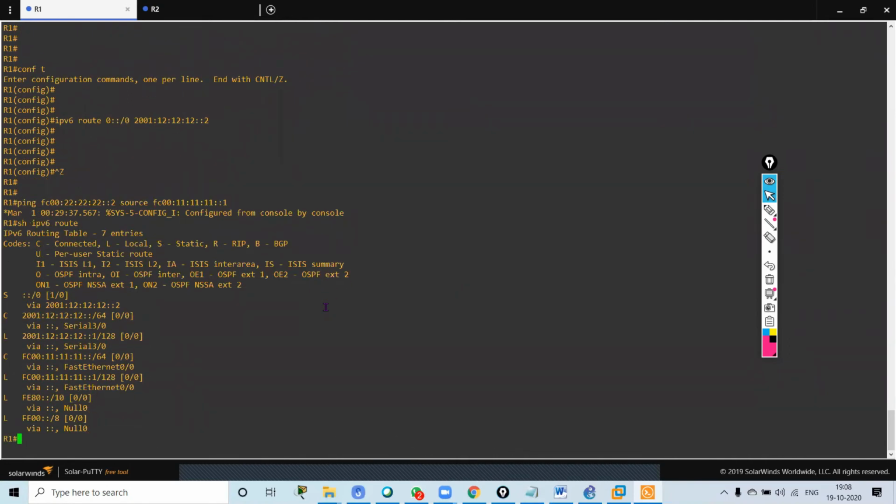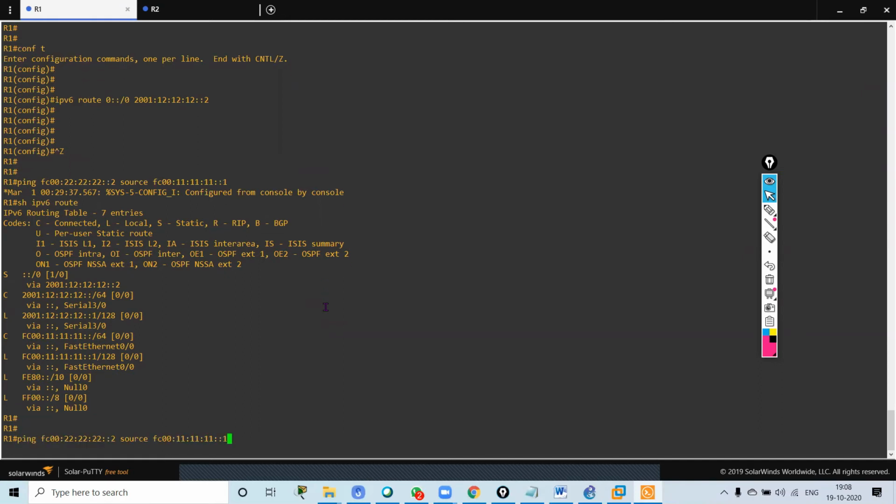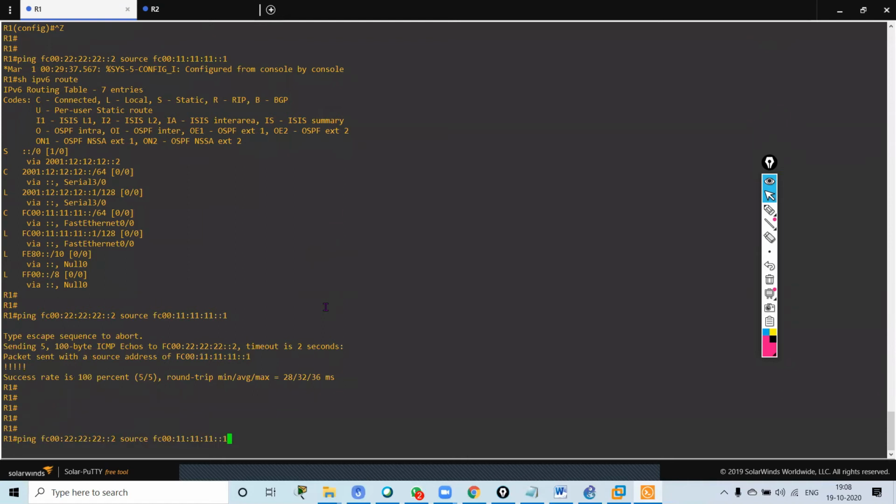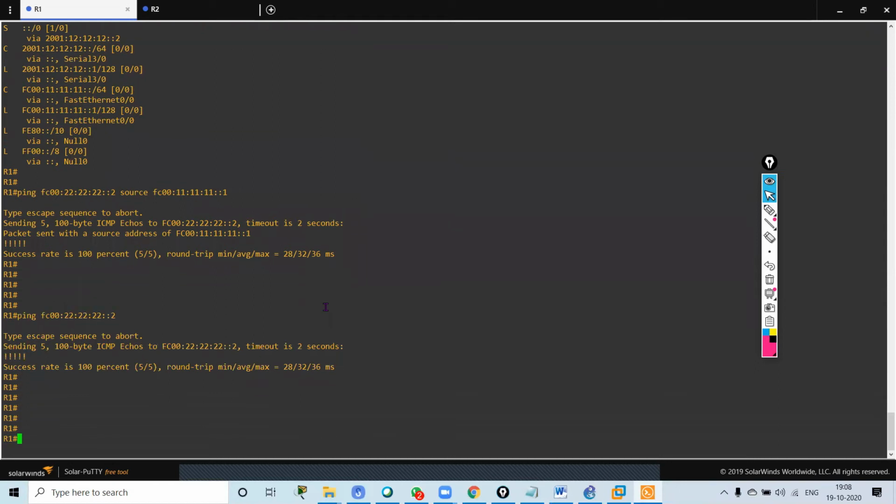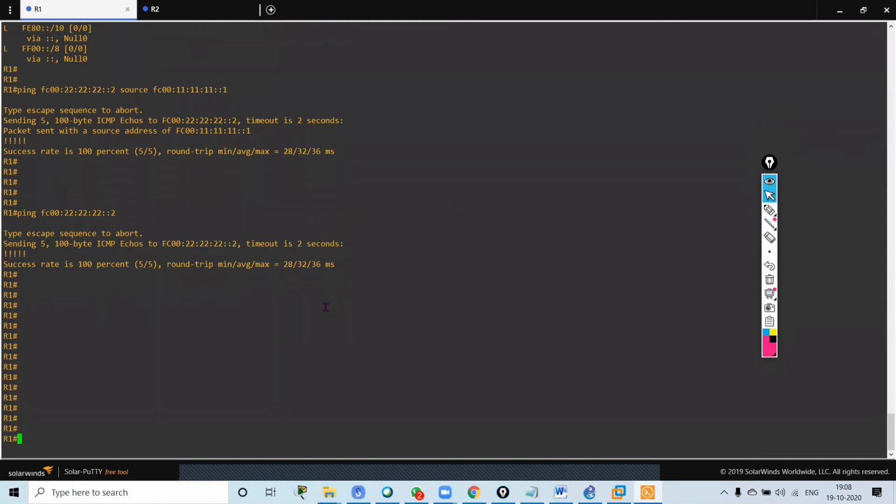See, I got a static default route over here. S. If I try to ping from source to source, I am able to reach. If I try to ping in another way also, without the source, I am able to ping. Understood? This is how you can configure static and default routing. Got it? Any doubt till here? No doubt. Okay.